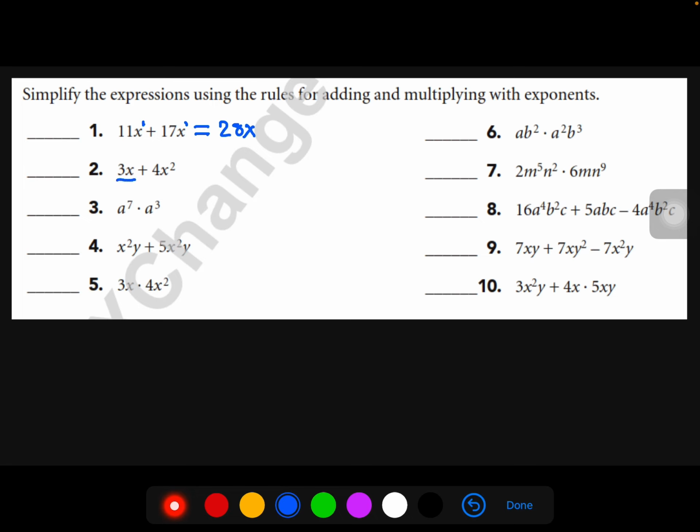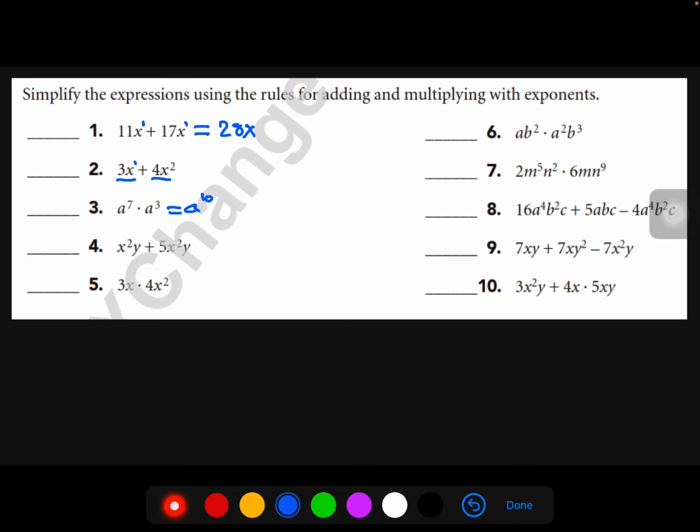In this example, we cannot combine like terms because we don't have like terms. We've got a 2 exponent and a 1 exponent, so we need to leave that. Number 3, we've actually got some exponents here, and so this is the product rule. When we multiply like bases, we just add the exponent. So that's a to the 7 plus 3, or a to the 10th.